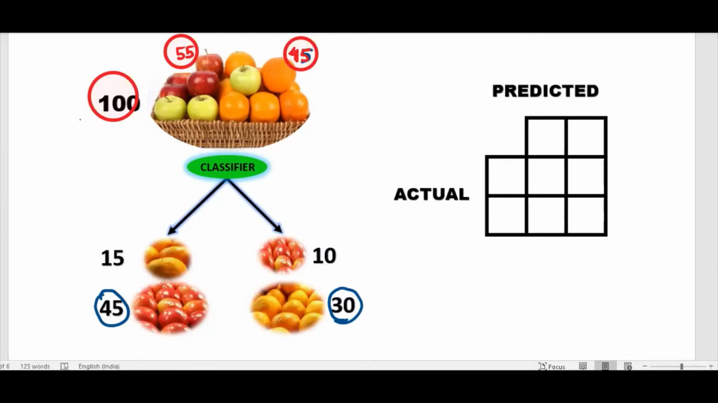But whatever classifier, whatever algorithm we use to classify, that is called a classifier. The classifier was able to pick 45 apples correct and 30 oranges correct. And wrongly, the 10, they should have been here. They came to this side. This 10 came to the right side. They should have been here. And oranges, they came here. These oranges, they should have been here. However, they were classified this way. So there is an error.